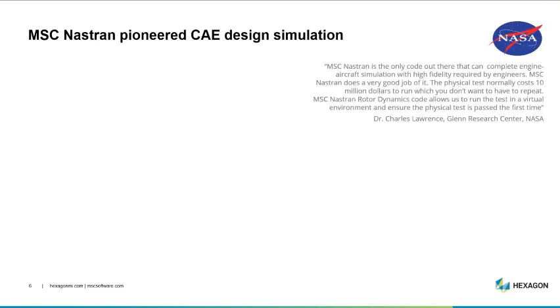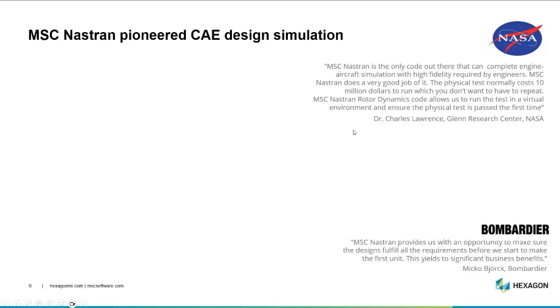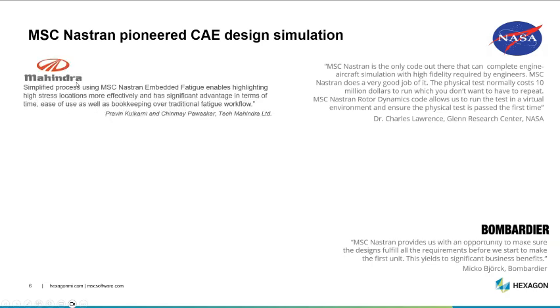Now, where it's being used and some comments from existing customers. I'm not going to read all of them in detail, just highlight some sections. Physical testing normally costs $10 million to run, which you don't want to have to repeat, so the Nastran rotordynamics code allows you to test it in a virtual environment. From Bombardier, it provides the opportunity to make sure designs fulfill the requirements before you make it. From Mahindra, the process is simplified by using the Nastran embedded fatigue, which enables highlighting these size dislocations and so on, to make it easier and more effective.